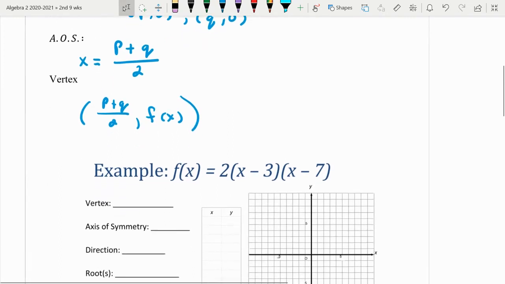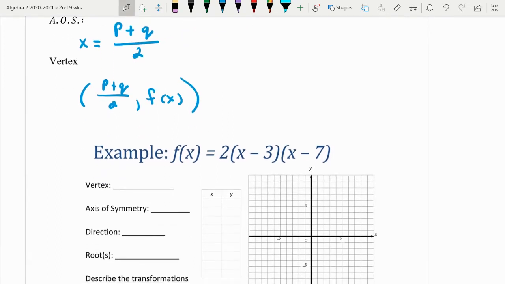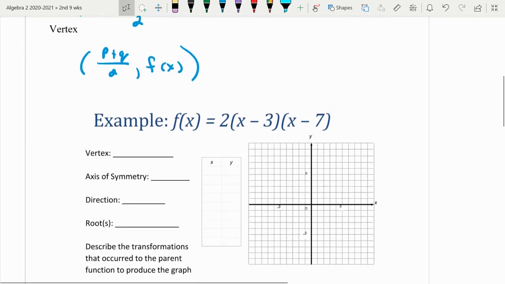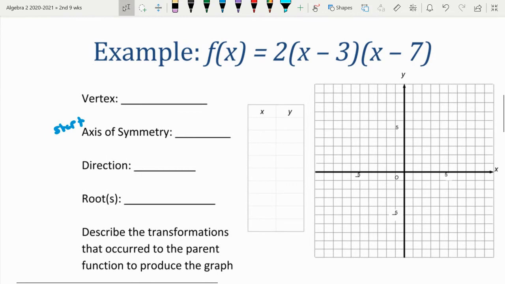So here is our example. We've got f of x equals 2 times (x minus 3) times (x minus 7). To find the vertex, the first thing we're going to do is start with our axis of symmetry. So this is your starting point.